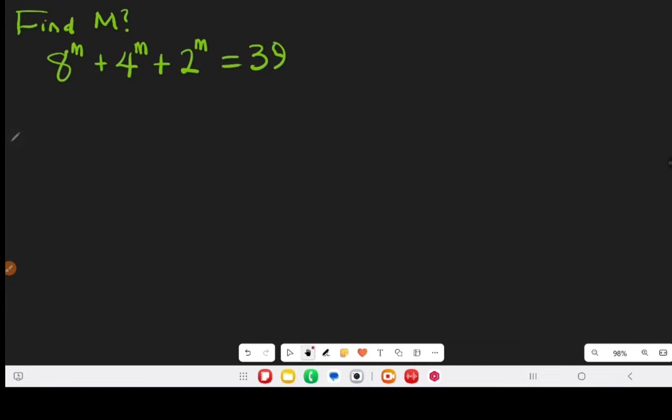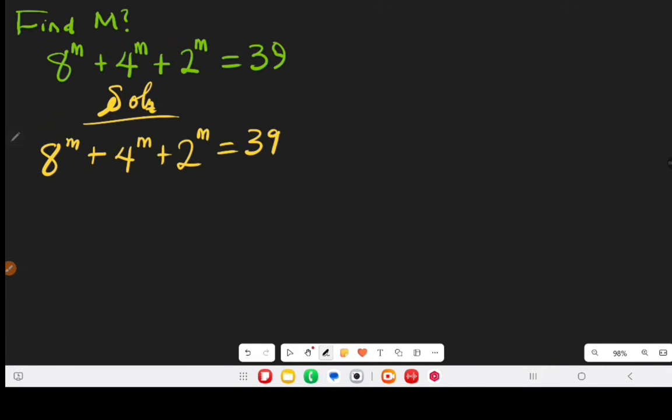Today I'm going to show you how to find the value of m in this exponential equation. Solution: 8 raised to the power of m plus 4 raised to the power of m plus 2 raised to the power of m equal to 39.